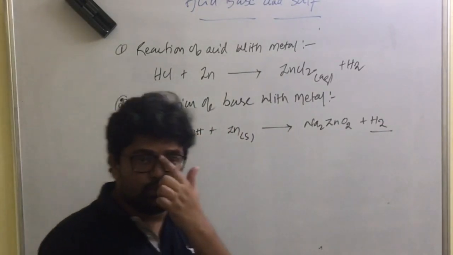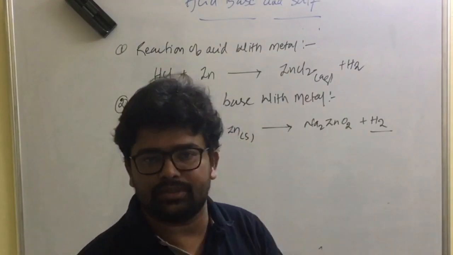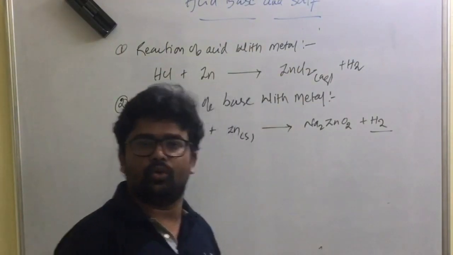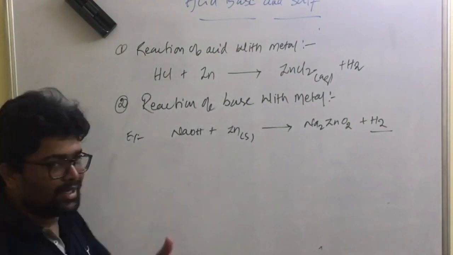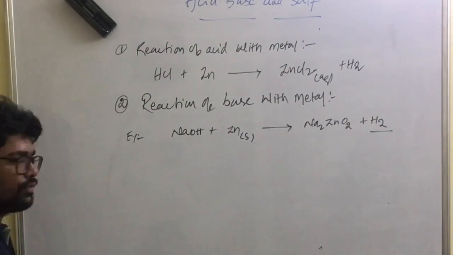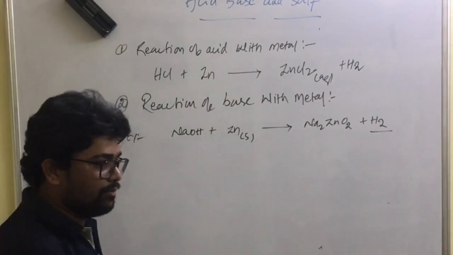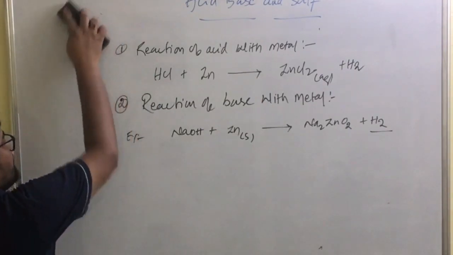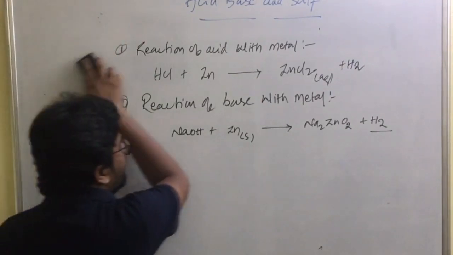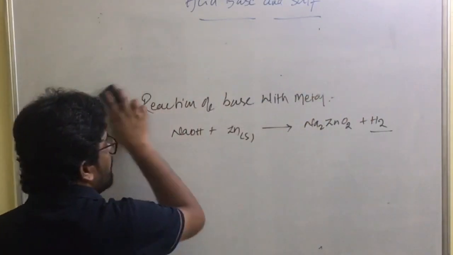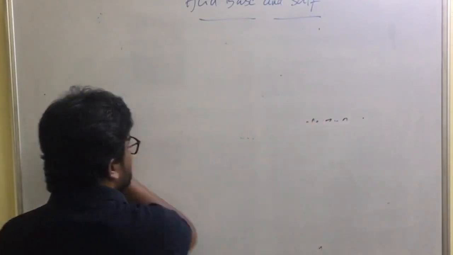All metals do not react with the base to give hydrogen gas. That is an important point, you need to note it down. Simultaneously note it down in your notes, it will be easy for you all, right? So the first chemical property is reaction of acid with metal. What will happen when acid reacts with metal? It gives you hydrogen gas. So this is the first chemical property of acids and bases.